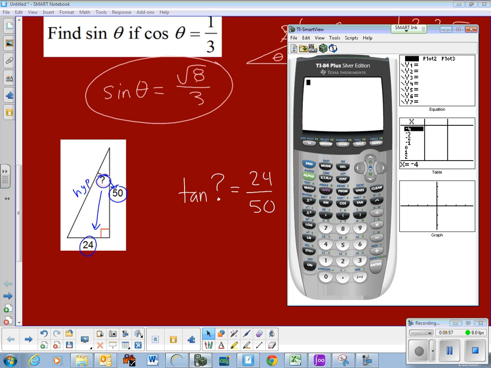All right, tangent to the negative 1 does not mean 1 over tangent. Right, x to the negative 1 is 1 over x, but that's because that's a multiplicative inverse. Tangent to the negative 1 means inverse tangent. And if you want to know what the angle is, you need to do inverse tangent. All right, so to answer this question, we go second tangent to get tan to the negative 1 of 24/50ths. And if our calculator is in degrees, we get our answer. And it's 25.6 degrees.